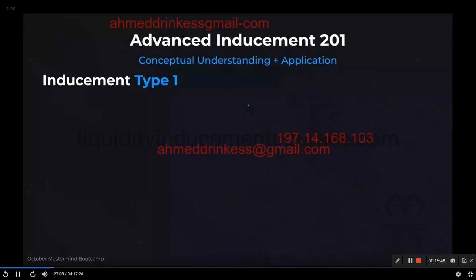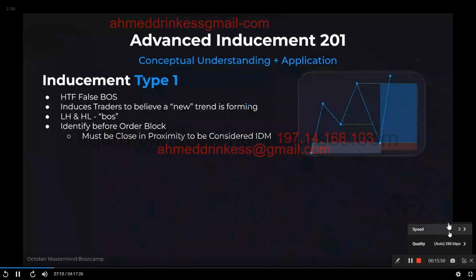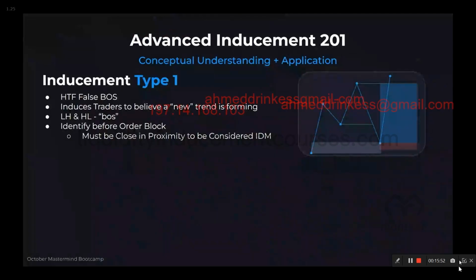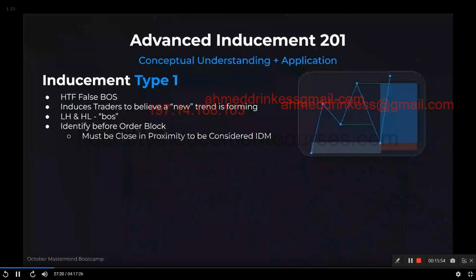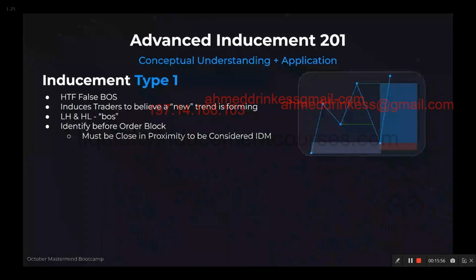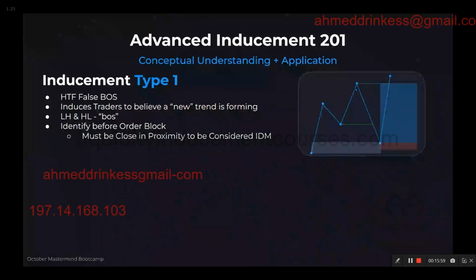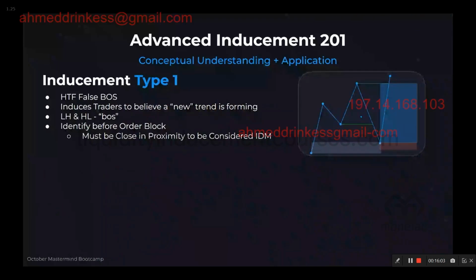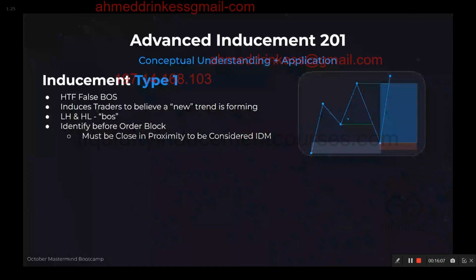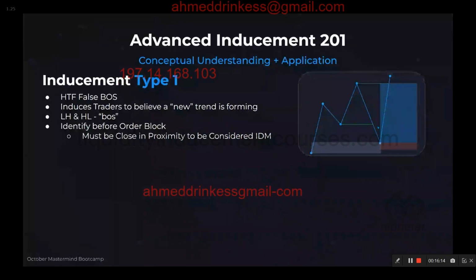So inducement type 1. This is what we consider a HTF false BOS. It is our continuation inducement where SMC traders view reversals. So we know we have a high, a higher low, a higher high. All SMC traders are going to be looking for an order block right here. We need to think that in order for us to go any higher, even if this is where we currently are now, if we want to go any higher than this point, we have to induce lower. So in order to go higher, we have to induce traders lower.